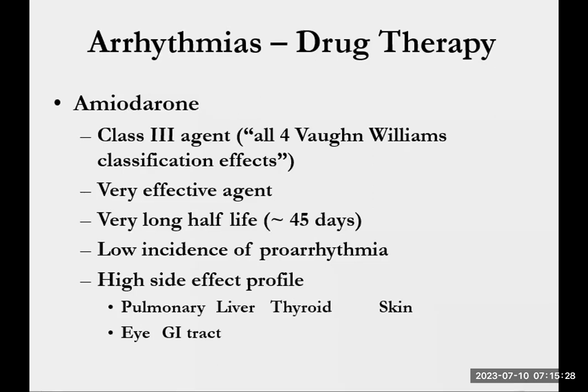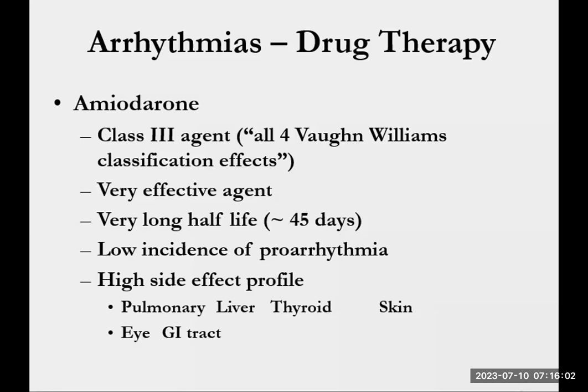Amiodarone is also a class 3 agent, but they used to have these ads on the back of JAMA and the New England Journal saying it was the only agent that has all 4 Vaughan Williams classification effects, meaning it's a class 1, 2, 3, and 4 agent, but its predominant mechanism is class 3. It was actually initially introduced as a heart failure drug, and it was later discovered to not be particularly good for heart failure, but very good for prevention of arrhythmias. Generally speaking, it's a very effective agent.